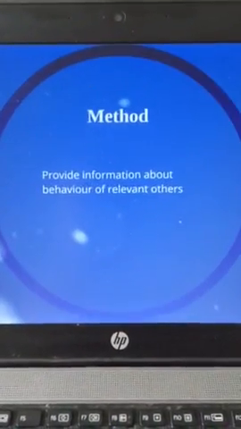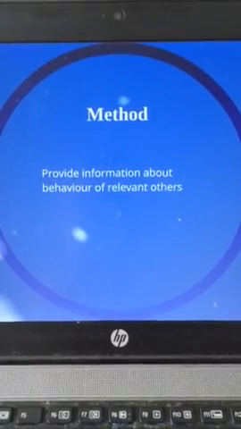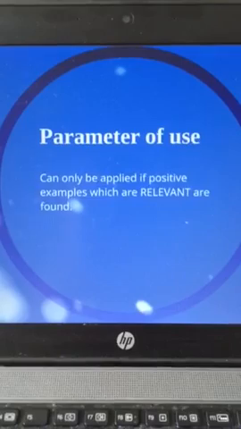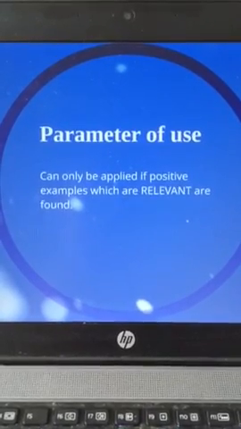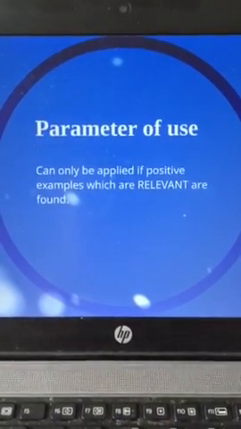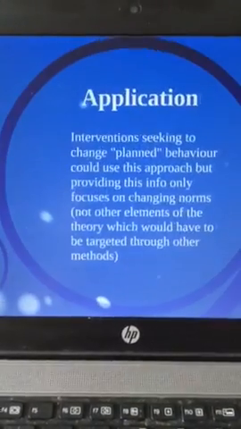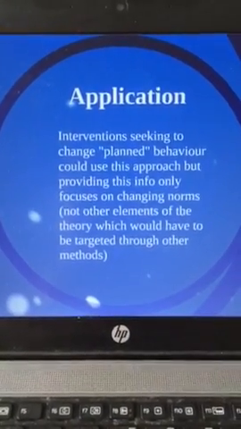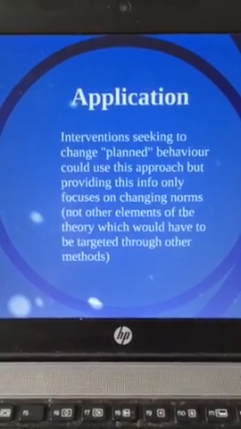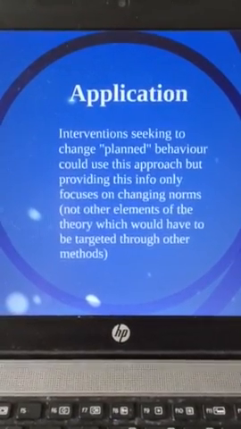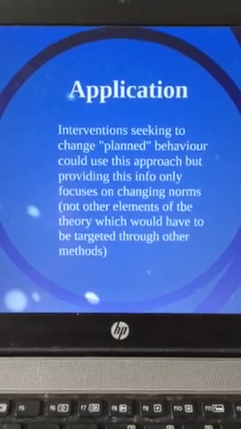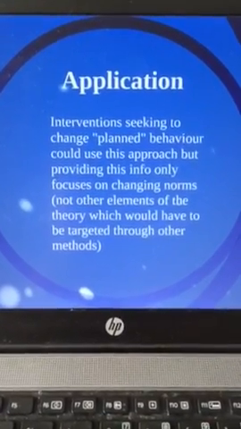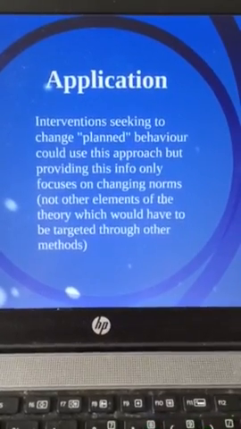So, just to summarize, the method is providing information about the behavior of relevant others. The parameter of use is that it can only be applied if positive examples which are relevant to the individuals you're targeting are found. So here, as an application, interventions seeking to change the planned behavior can use this approach, but providing this info only focuses on changing norms, not other elements that the theory would have to take into account. So this should be used in conjunction.